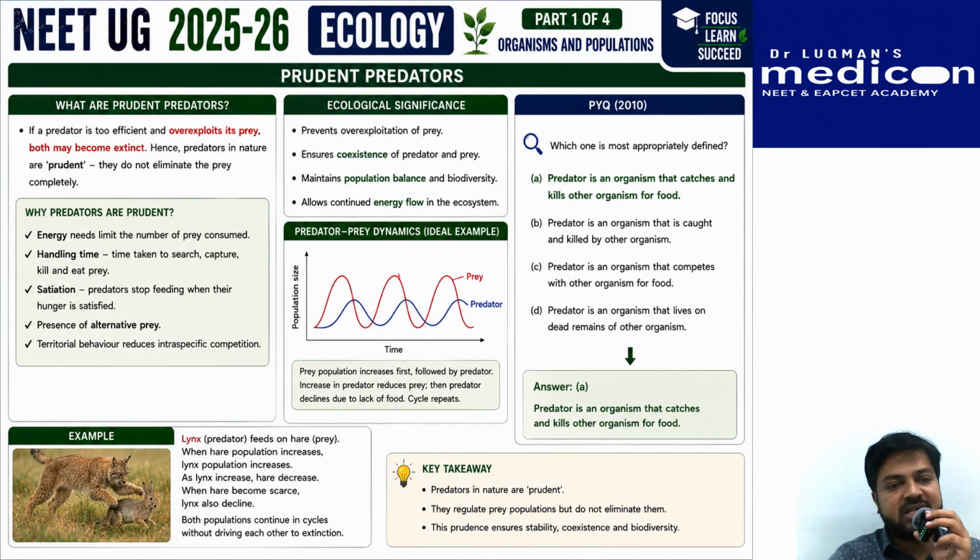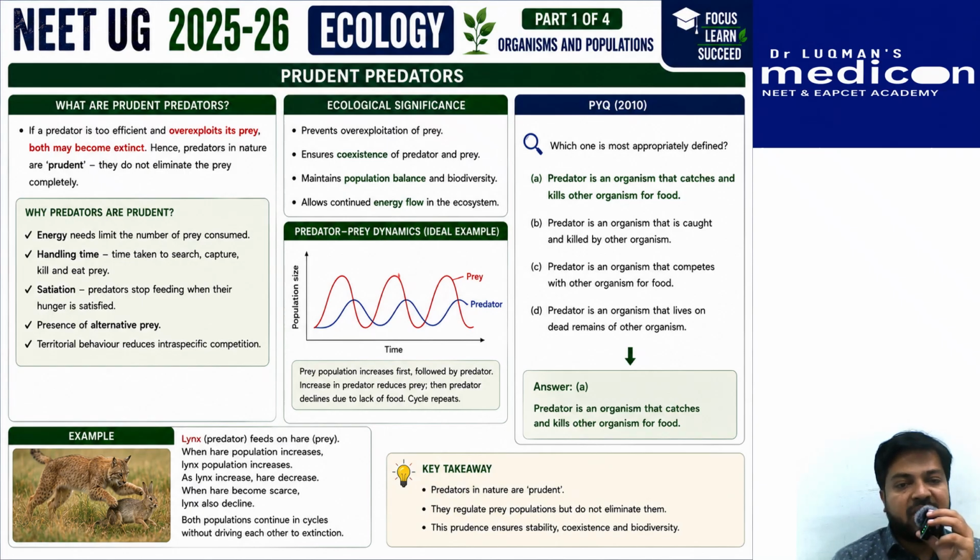So these are the reasons why predators are behaving with such a maturity that they are not going to eat all, they are going to eat with limits, so that both the species will not get extinct. What is the ecological significance of this prudence or prudent predation? Prevents the overexploitation of the prey, ensures coexistence of predator and prey, maintains population balance and biodiversity, allows the continuous energy flow in the ecosystem.